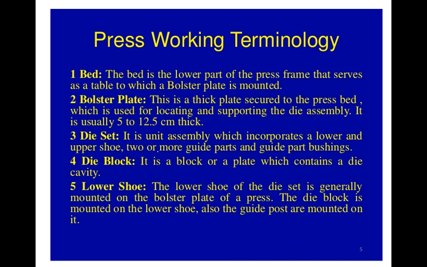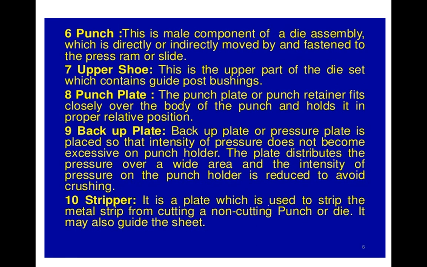Die set. It is a unit assembly which incorporates a lower and upper shoe, two or more guide posts, and guide post bushings. Die block. It is a block or plate which contains a die cavity. The lower shoe of the die set is generally mounted on the bolster plate of the press. The die block is mounted on the lower shoe. Also the guide posts are mounted on it.